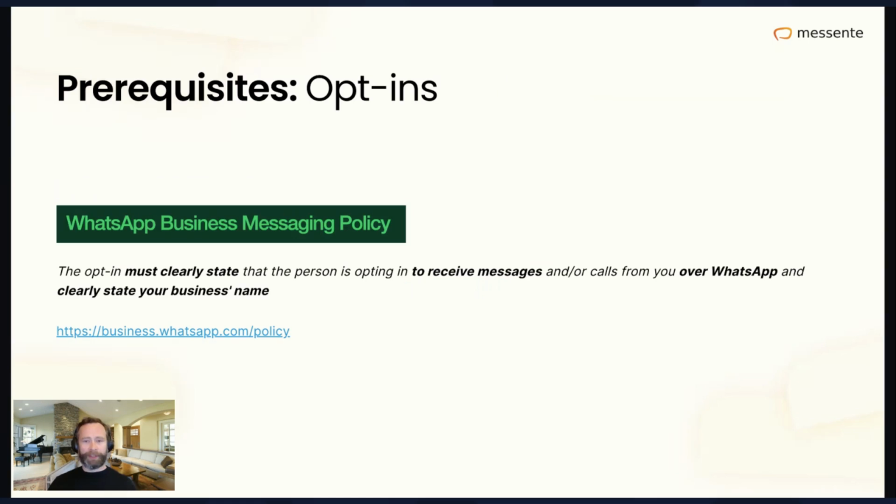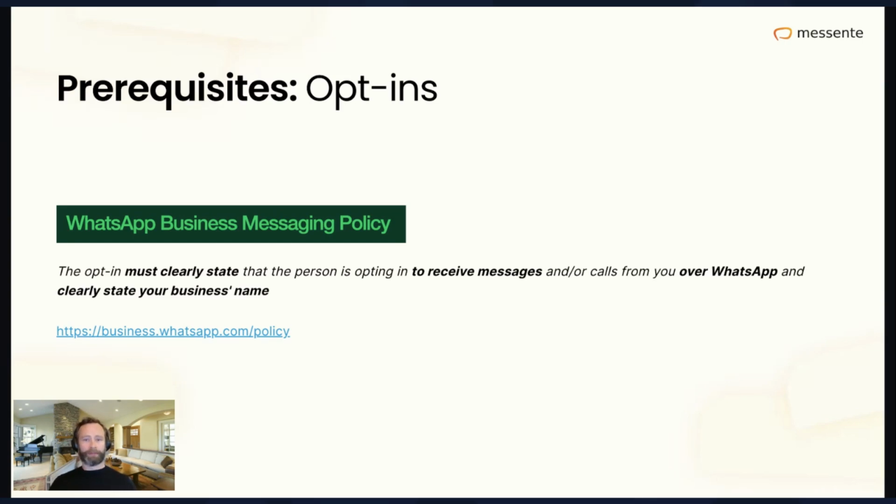Last of the prerequisites then is opt-ins. Now, this is one of the areas where most of you will already have an opt-in strategy. It's required for SMS. It's good best practice generally, but it's something that I think is worth emphasizing because WhatsApp really call it out very specifically within their business messaging policy.